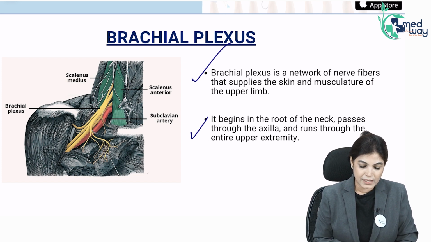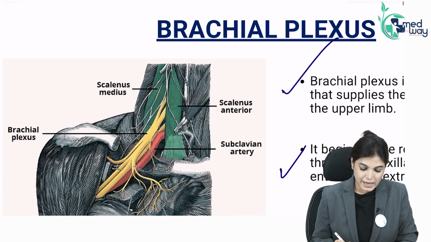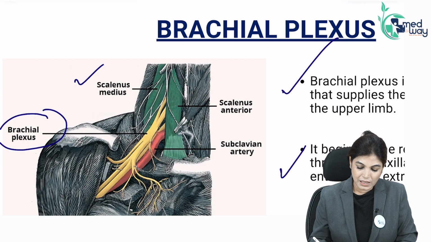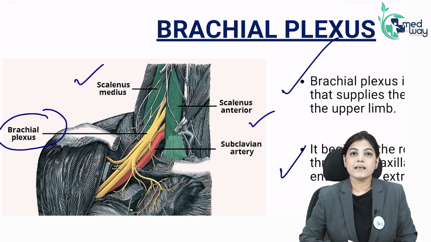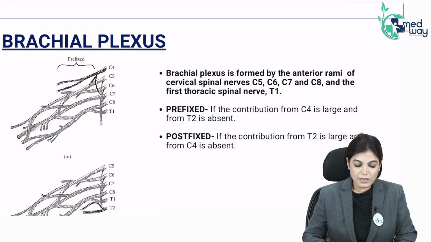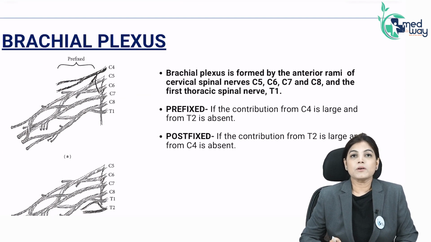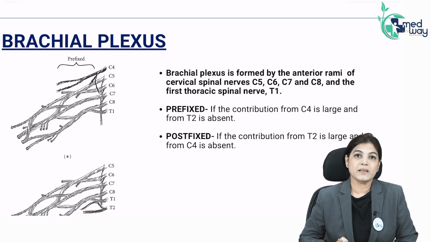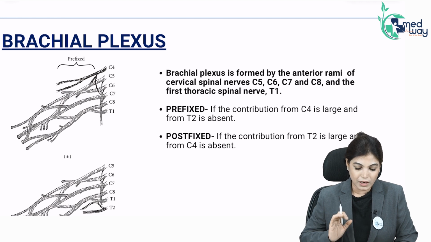Also in this diagram, if I enlarge it, you can very nicely appreciate the trunks of brachial plexus traversing between the scalenus anterior and scalenus medius muscle. I also want to tell that the brachial plexus is formed by the ventral rami of C5, C6, C7, C8 and T1. That means the cervical nerves and the first thoracic nerve, ventral rami. This is the most common formation, but at times there can be variation. Those types of brachial plexus are called prefixed brachial plexus and postfixed brachial plexus. We will talk about that.